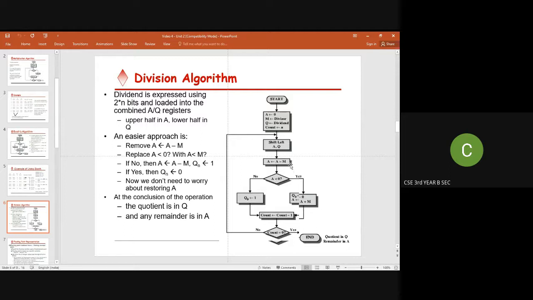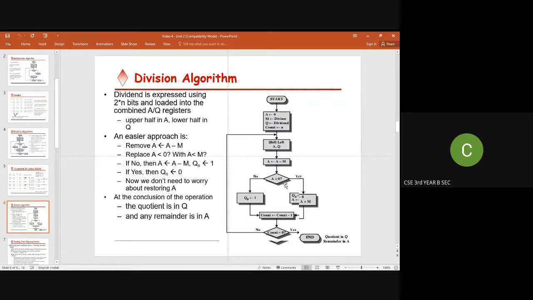We also have to think that multiplication is the repetition of addition, whereas division is the repetition of subtraction. We all know about that. For example, 4 into 2 means we have to add 4 two times. That's the main concept of multiplication: repeated addition. Division means we have to do repeated subtraction. So here we will be using only subtraction, A minus M.